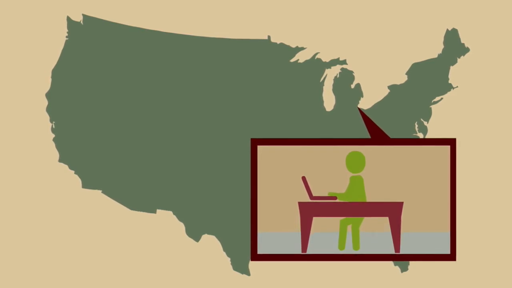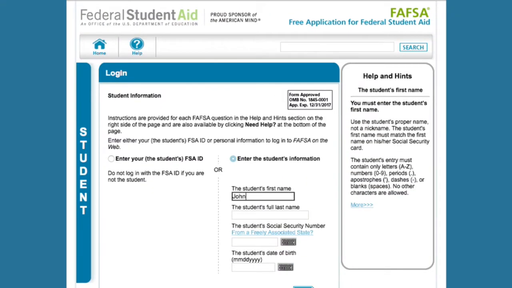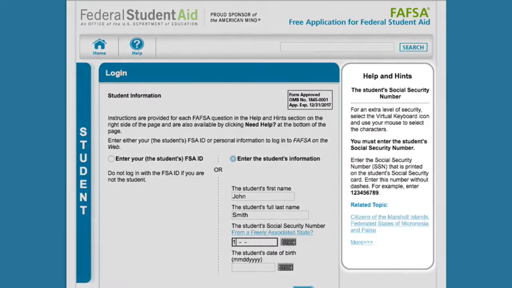Once you create your save key, make a note of it. Unlike the FSA ID, the save key is meant to be shared between you and your child. Now you can begin completing the FAFSA. Help is available for every question. Look for the Help and Hints box on the right side of the screen.